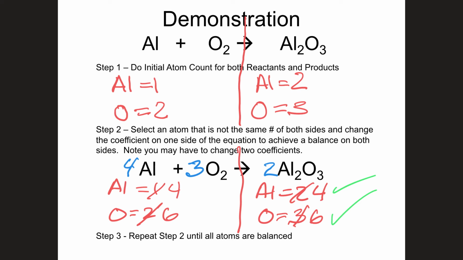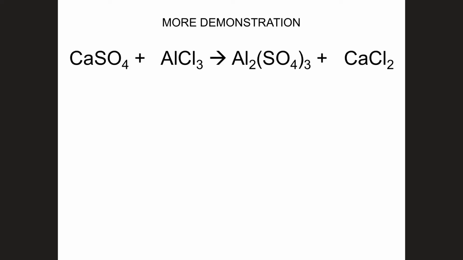So those are two quick tips that I gave you. Common factor, save the lone elements for last. Okay, here's the last demonstration. I'm going to show you a little trick that we have when we use polyatomic ions. And here's a polyatomic ion right here, and here's another one here.